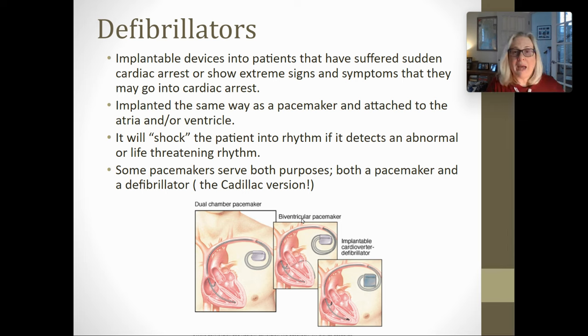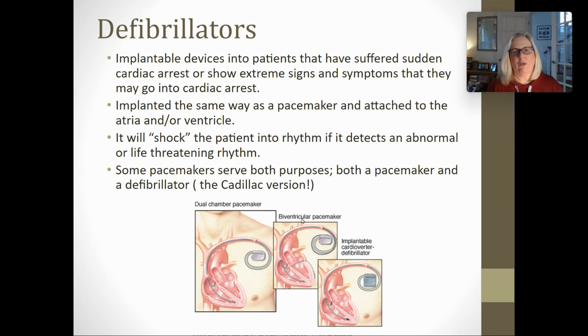So if you go into a bad rhythm like VTAC or SVT and your heart stays that way for a certain amount of time, it will shock you back into rhythm. That shock, you're wide awake and it's happening. I'm told it's like a horse kicking in the chest. And they have malfunctioned before, or picked up an arrhythmia they thought was an arrhythmia and it wasn't, and shocked people. Anytime it goes off, they have to report to the emergency room immediately, of course.